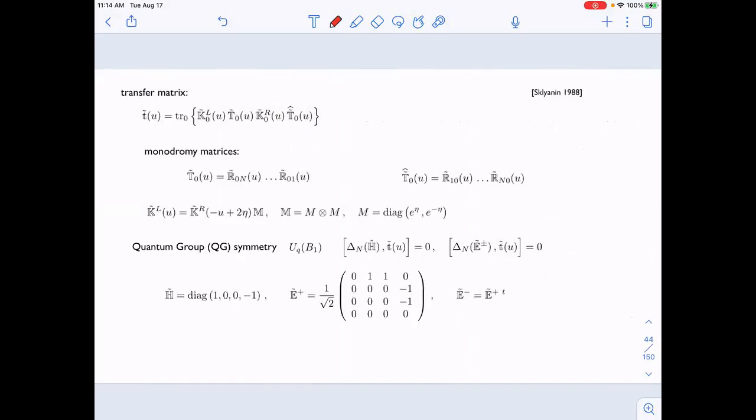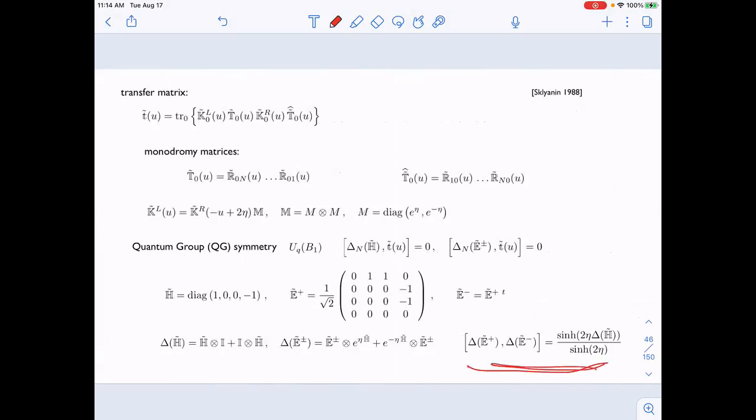And just to be a little bit more concrete, at one site this H looks like this, and this E plus looks like that, and E minus is just the transpose. And then to go to more than one site, we use a coproduct. These are just familiar coproducts from quantum group symmetry. And again, these obey the usual quantum group relations, and as before, eta is the anisotropy parameter. So all this is just to tell you that it has some familiar quantum group symmetry.